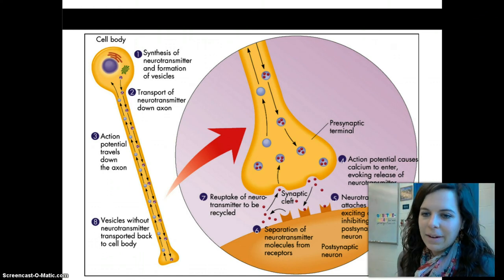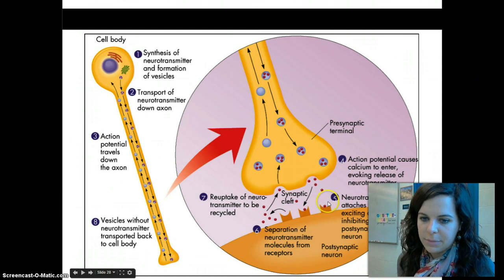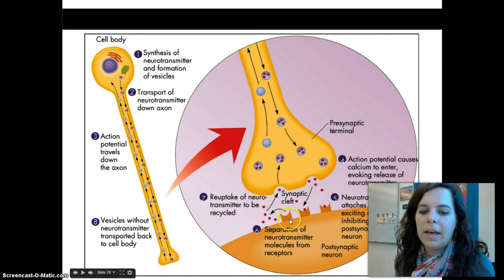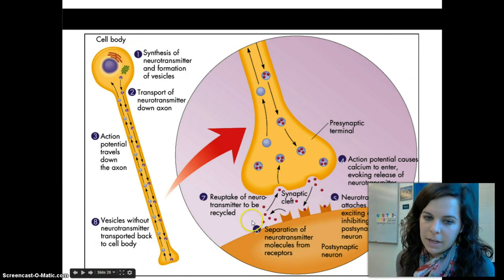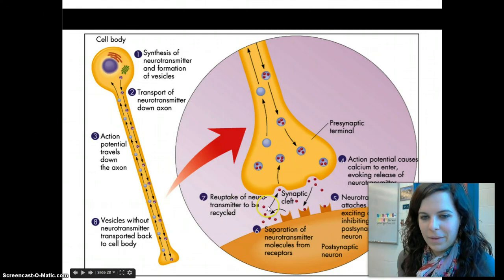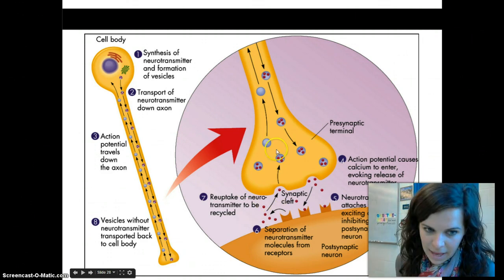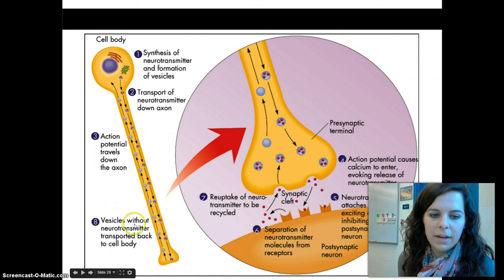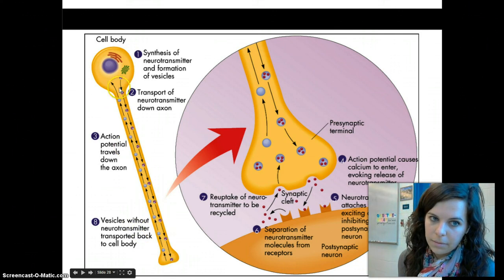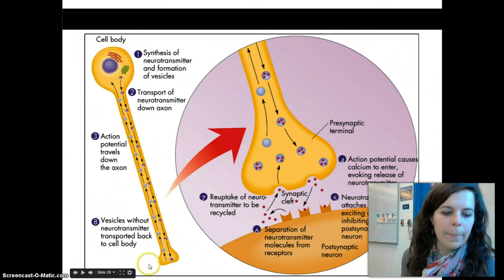Okay, so then the action potential will cause the neurotransmitter to leave. The neurotransmitter will attach to the receptor. Then it will leave the receptor. The axon terminal will take the neurotransmitter back up, and then if the vesicle doesn't have a neurotransmitter, it will go all the way back up to the cell body to take new stuff down. It's a nice little cycle.